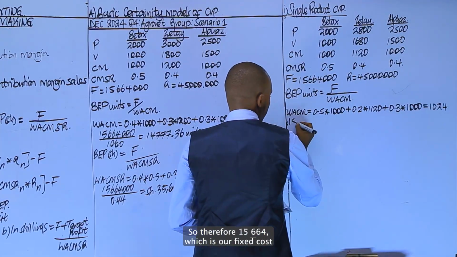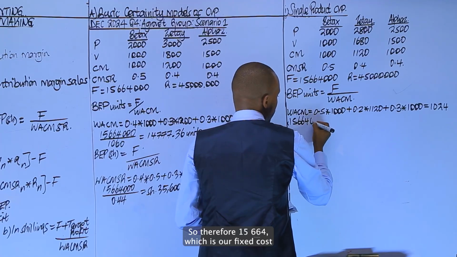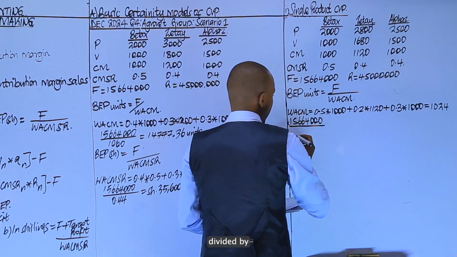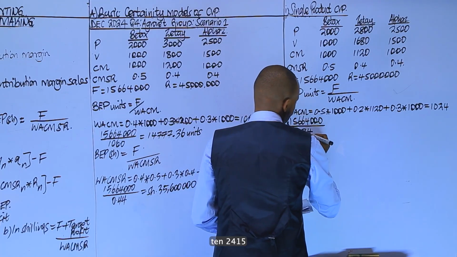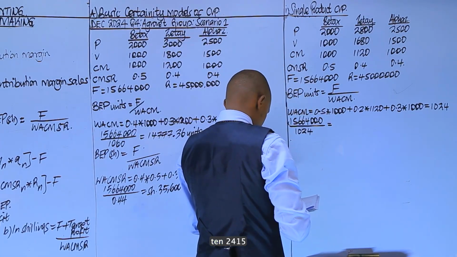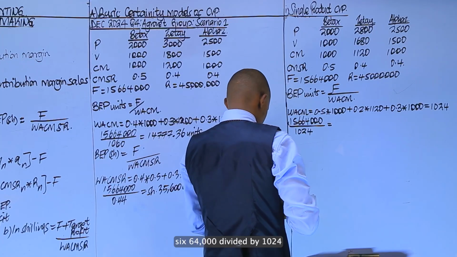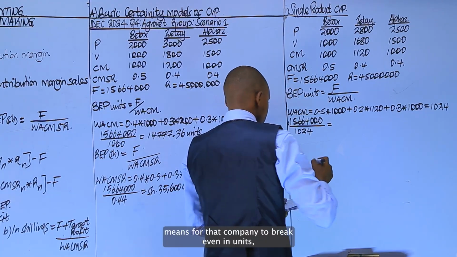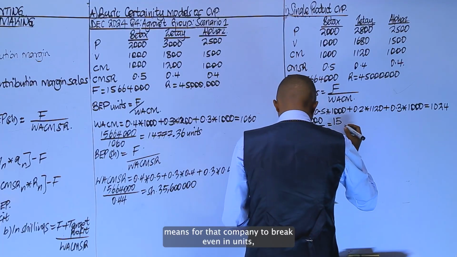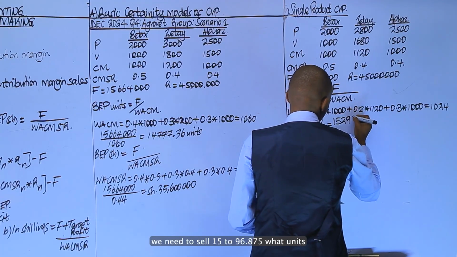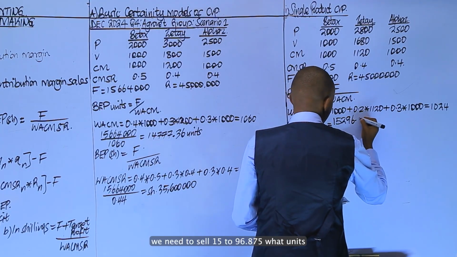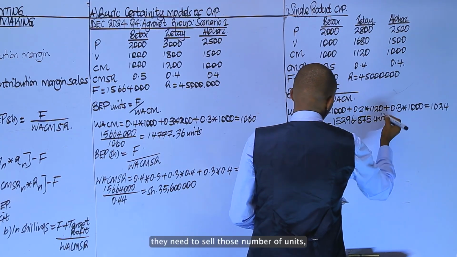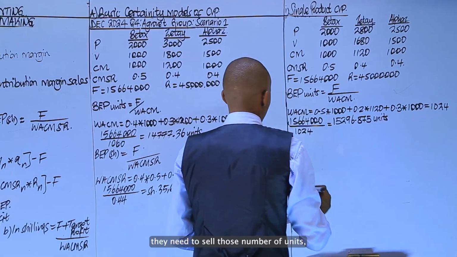So therefore, 15,664,000, which is our fixed cost, divided by 1024 means for that company to break even in units, they need to sell 296.875 units.